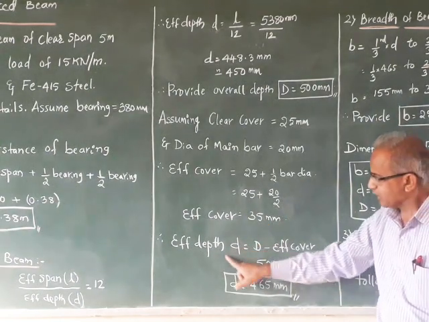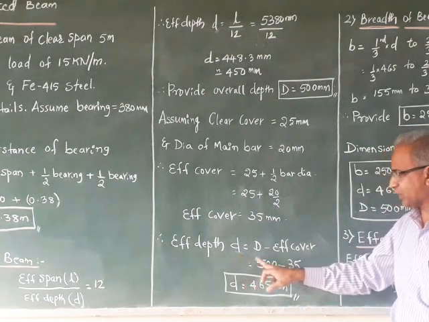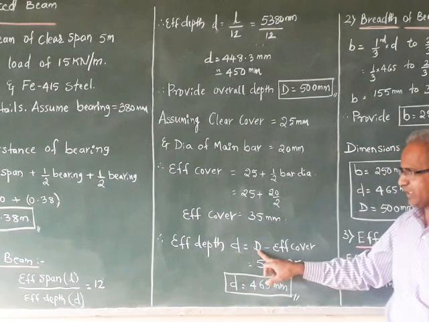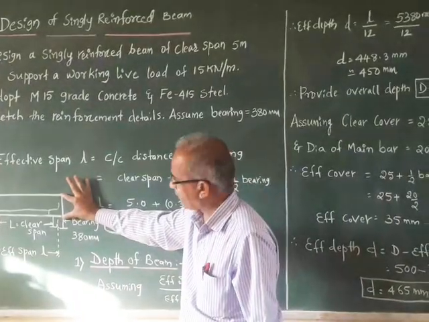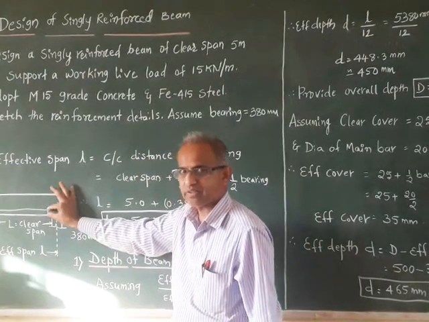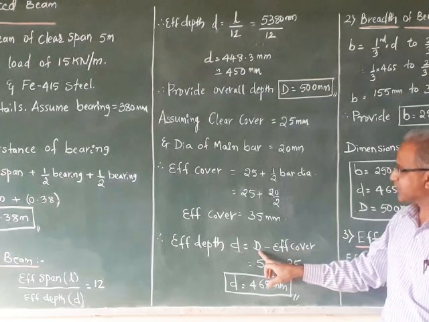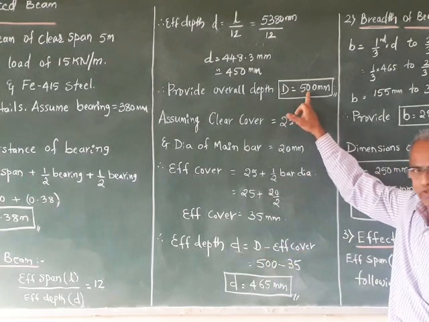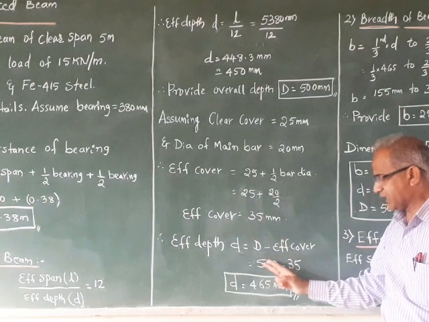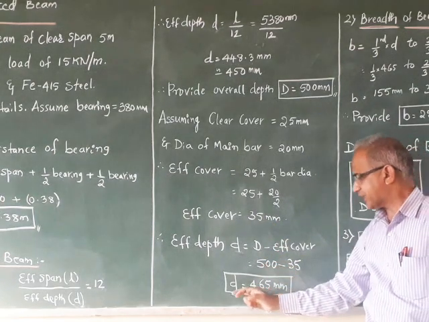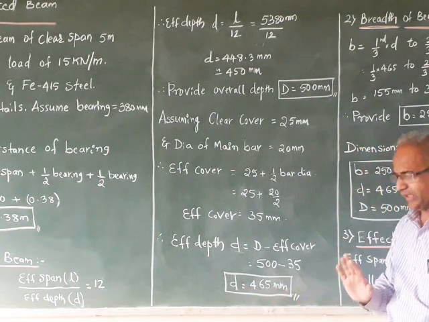So now once again we are going to calculate effective depth. So effective depth small d is equal to capital D, that is overall depth, minus effective cover. So capital D we have taken 500 mm minus effective cover 35. So finally we arrive the effective depth of the beam is equal to small d is equal to 465 mm.